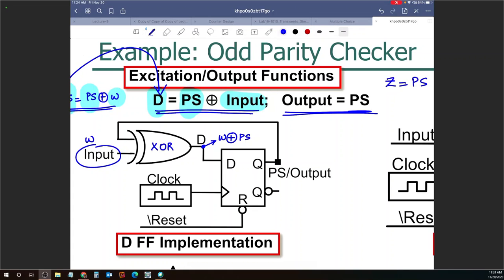This is your positive edge triggered D flip-flop with active low reset. The active low reset is essentially being used to kick things off. And what is the output? Output equals present state. So that's right there. The output of the D flip-flop here is both the present state as well as the output Z or Q, whatever you guys want to use.